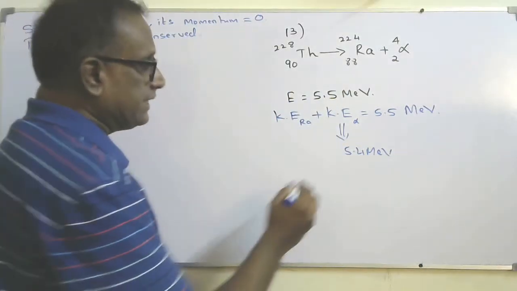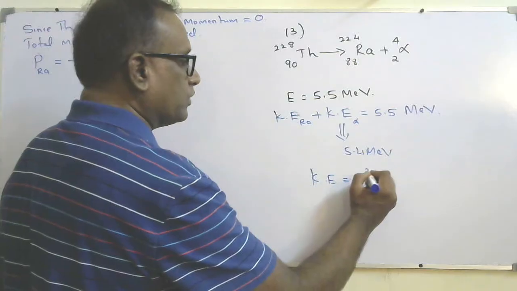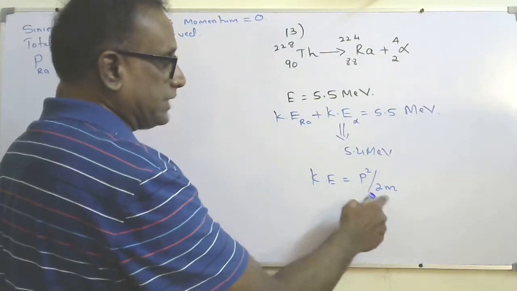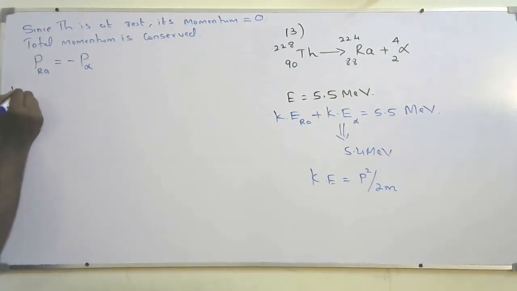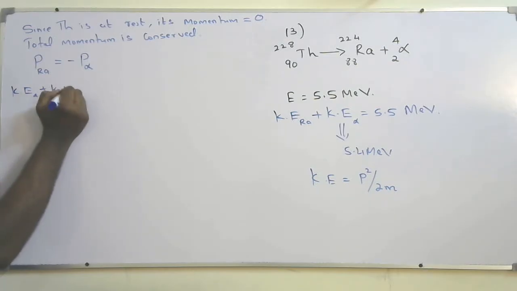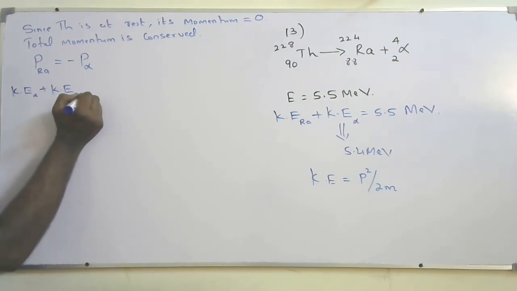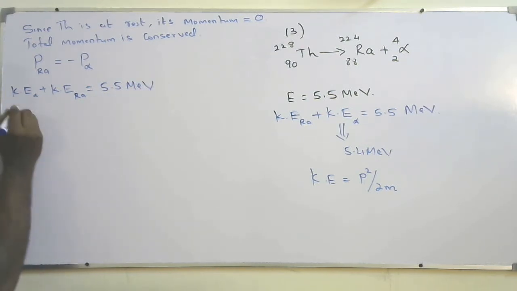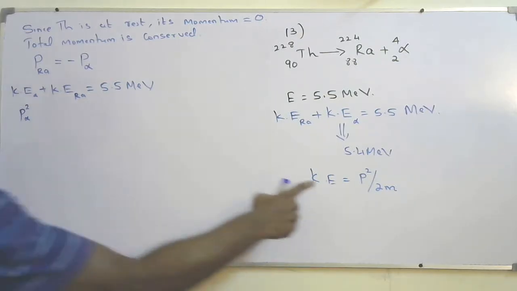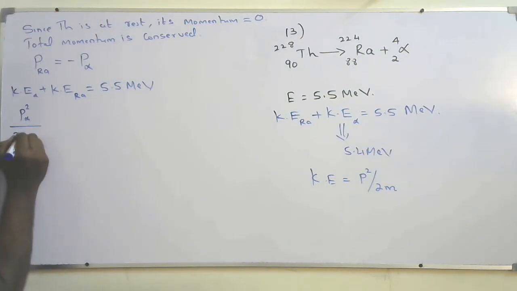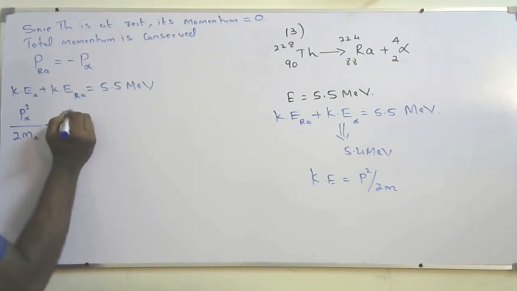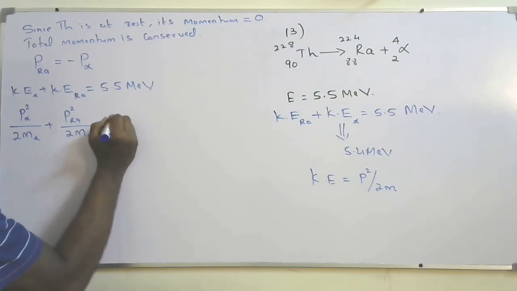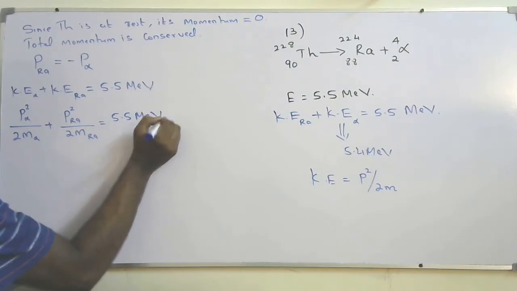We know that kinetic energy is given by P squared over 2m. We learned that in momentum in unit 4. So the kinetic energy of alpha plus the kinetic energy of radium is equal to 5.5 mega electron volt. Instead of kinetic energy of alpha, I can use P squared alpha over 2 times the mass of alpha, plus P squared radium over 2 times the mass of radium, equal to 5.5 mega electron volt.